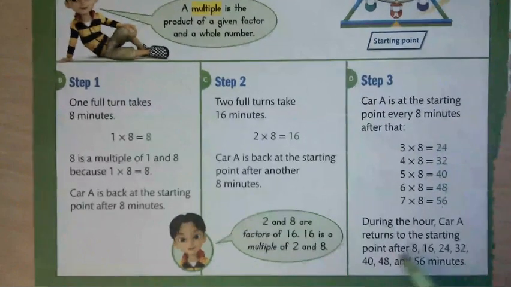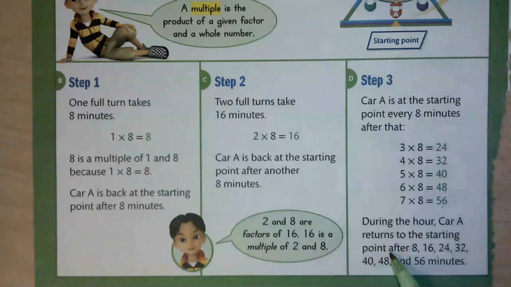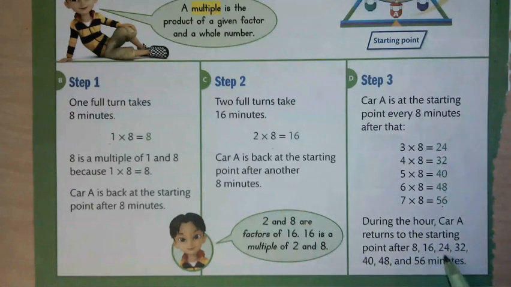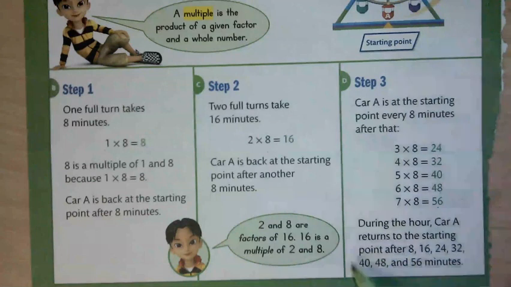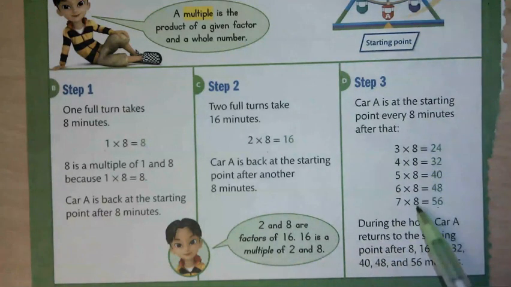During that 1 hour, car A returns to the starting point after 8, 16, 24, 32, 40, 48, and 56 minutes. These are our multiples of 8. All right, 8 stayed the same every single time. Our multiples changed each time.